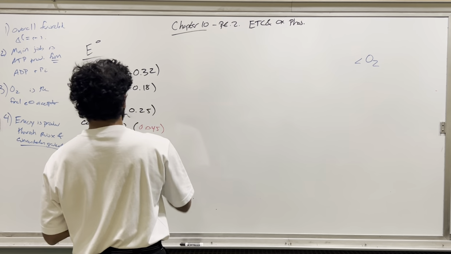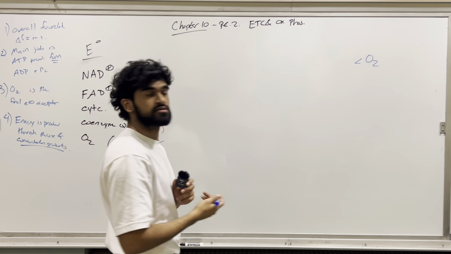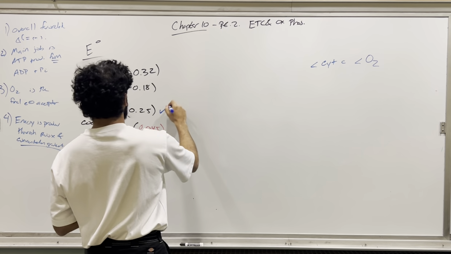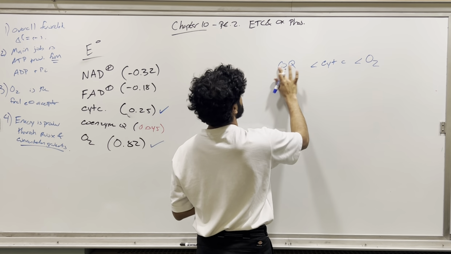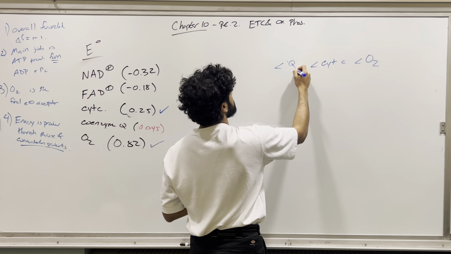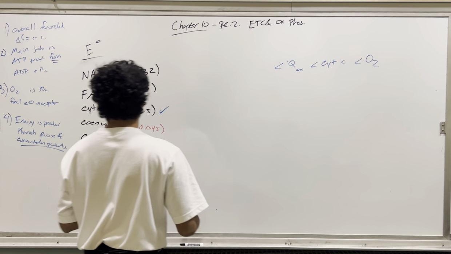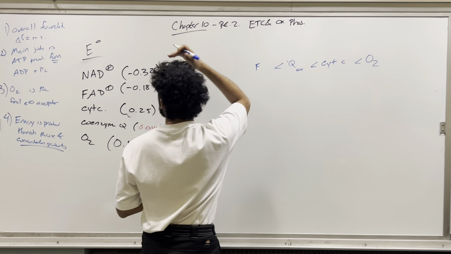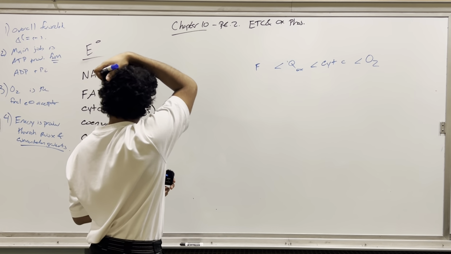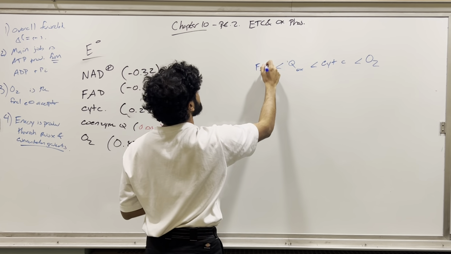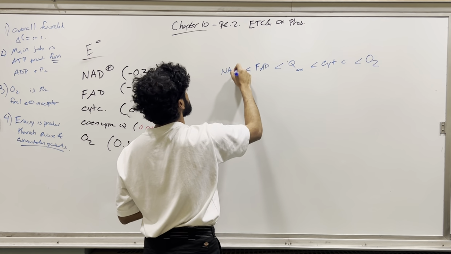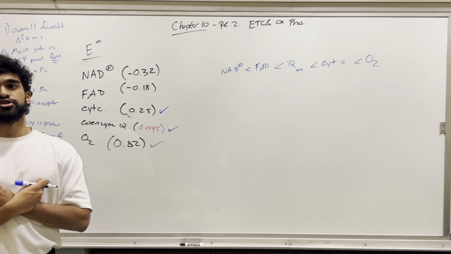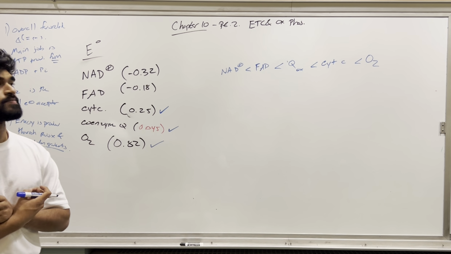Then cytochrome C, right? Then coenzyme Q, which we're just going to call Q ox. Oh, sorry, there's no plus there. My bad. FAD. Then NADP. Why did we include NADP? Because it's not involved in any sugar metabolism, except for the pentose phosphate pathway.